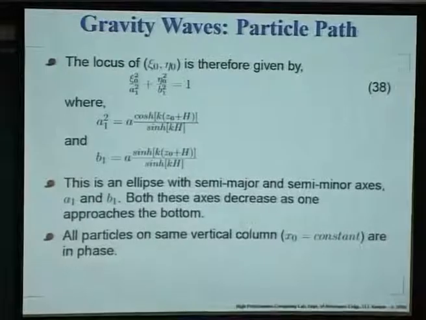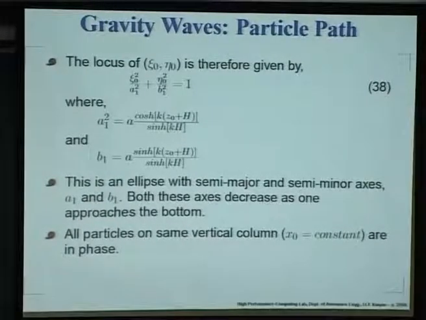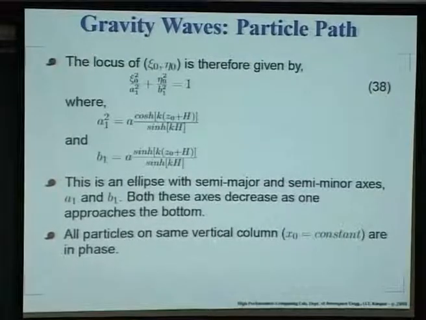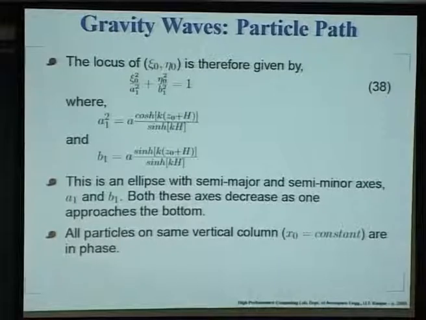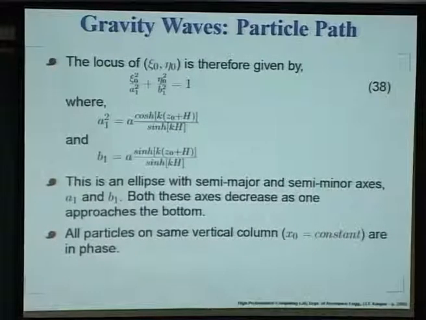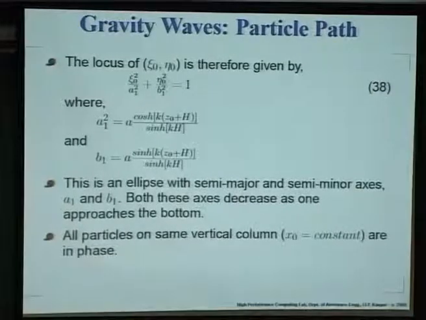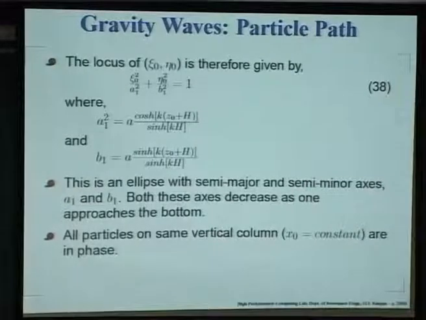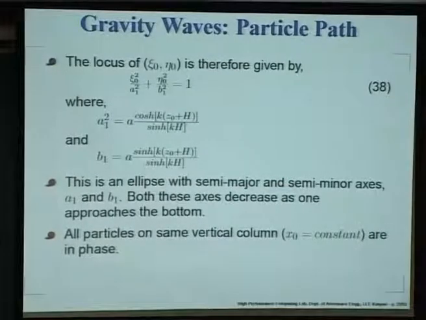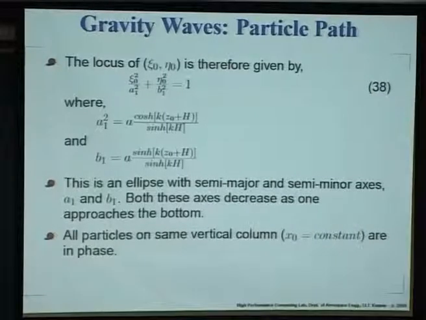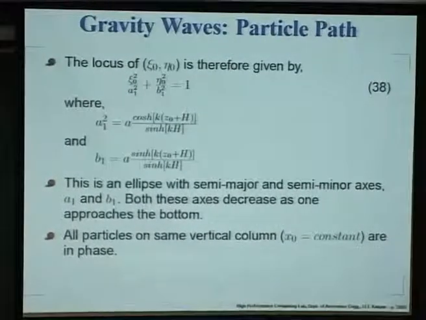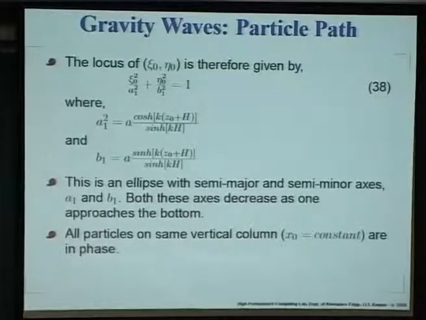The ellipse is given by this semi major and semi minor axis, and you notice that as you go towards the bottom of the liquid, z naught is going to progressively go towards minus h. So, you would find that both these axes are going to decrease, because if the argument comes down, both cosine hyperbolic as well as sine hyperbolic reduce. And you can also see that at the bottom, of course, it will all become 0, right. Whereas, if you look at all particles on the same vertical column, they would all be traveling with the same phase.